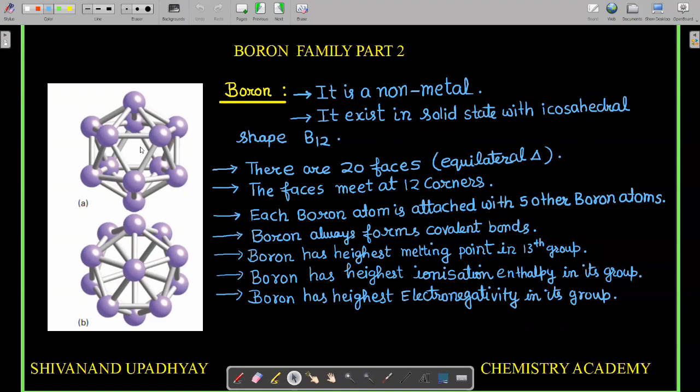Like in a tetrahedron, why is the name tetrahedron? Because it has four faces. In an octahedron, there are 8 faces. Same way in a hexahedron, like a regular hexahedron means a cube, which has 6 faces. So icosa in Greek means it has 20 faces.